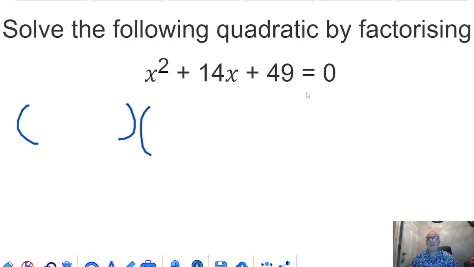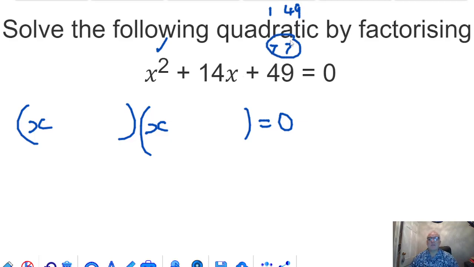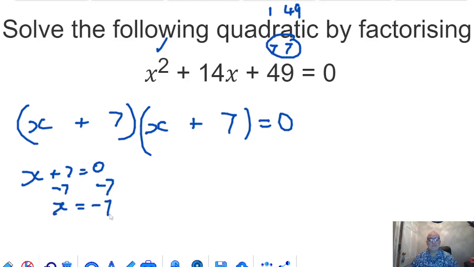Okay, so we're going to have our set of brackets equal to 0. We've got an x in each, so that's taken care of the x squared. 49 is going to be 7 and 7. 1 and 49 are the only other factors of 49. We can see if we're adding, 7 plus 7 would give me 14. So plus 7, plus 7. Then to solve it, take away 7 from both sides, x is going to equal negative 7, and this one would be exactly the same.